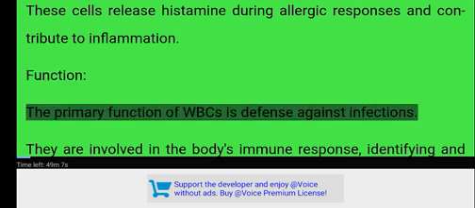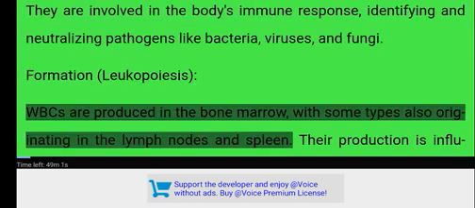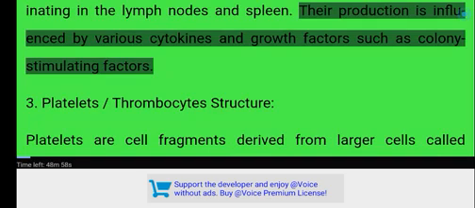Function: the primary function of WBCs is defense against infections. They are involved in the body's immune response, identifying and neutralizing pathogens like bacteria, viruses, and fungi. Formation: leukopoiesis. WBCs are produced in the bone marrow, with some types also originating in the lymph nodes and spleen. Their production is influenced by various cytokines and growth factors such as colony-stimulating factors.